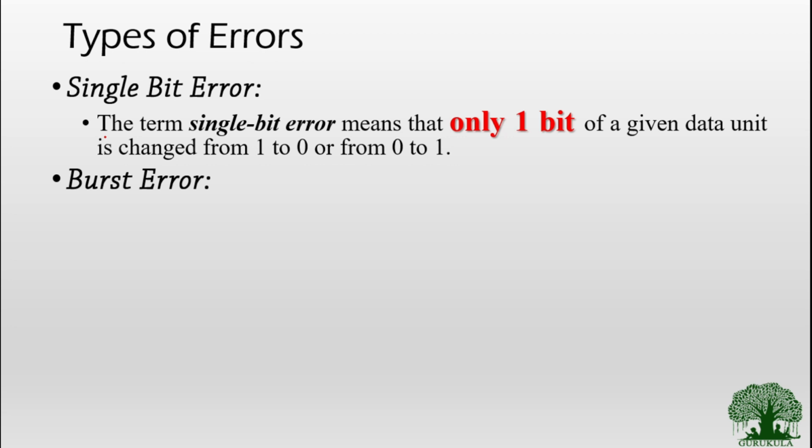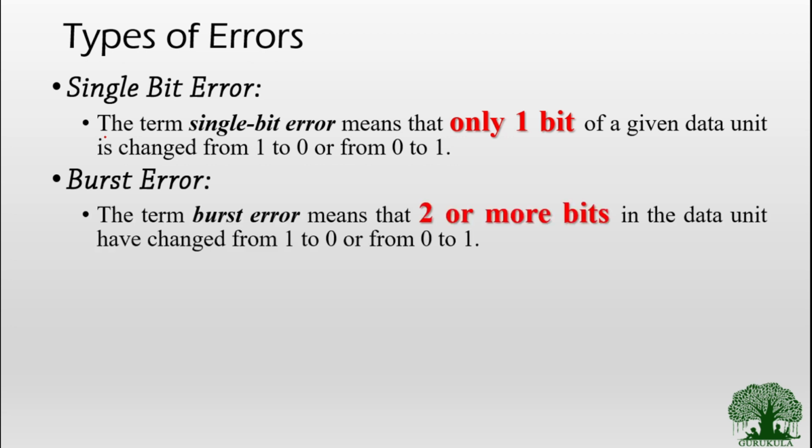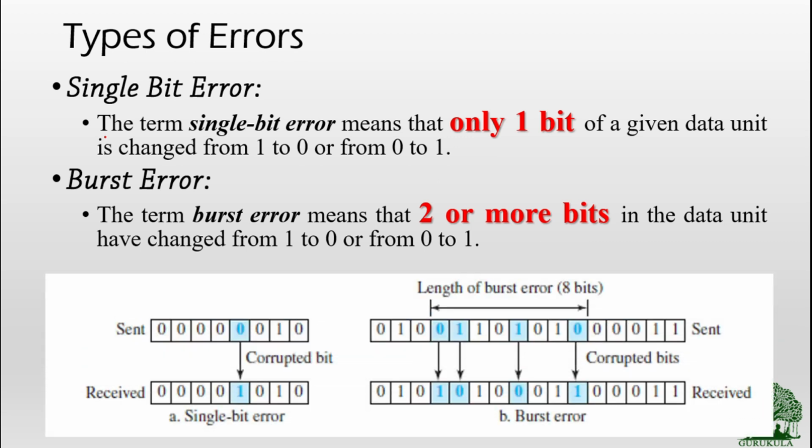On the other side we have the burst error, which represents when 2 or more bits are corrupted. When you look at this picture, it will be very clear. This is a single bit error scenario where only one particular bit is corrupted to 1, and all other bits remain as transmitted. This is the transmitted frame and this is the received frame. As you can observe, all the bits have been received as such except this one particular bit. This scenario is what we call a single bit error, since only one bit is corrupted.